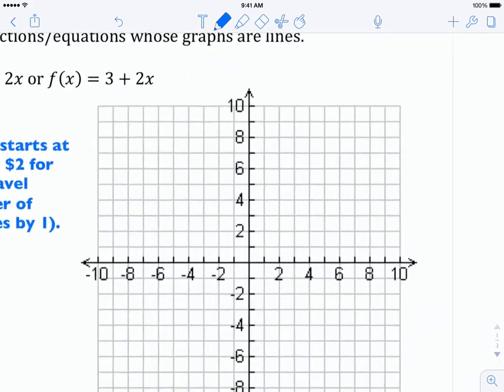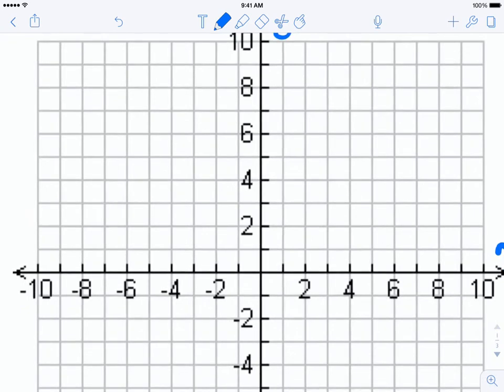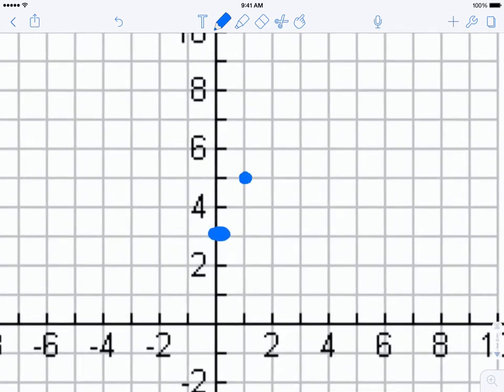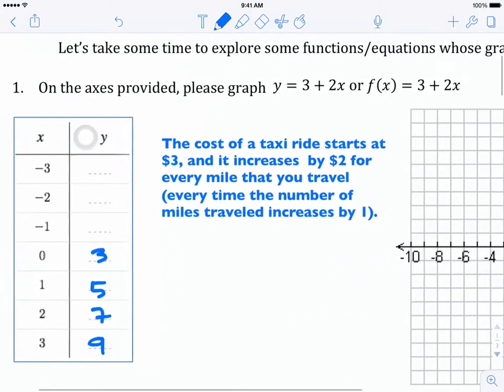So let's take a look at our axes. Let's label them X and Y. We know that right when you get in the taxi, it's going to cost $3 when you haven't driven any miles. Hey, look, there's our Y intercept, right there. And every time we go 1 mile, the cost goes up by $2, right? So if we go 1 mile, the cost goes up by $2. 1 mile, the cost goes up by $2. 1 mile, the cost goes up by $2, and vice versa. If you went 1 fewer mile, the cost would go down by $2. And those are right there on our table of values as well.